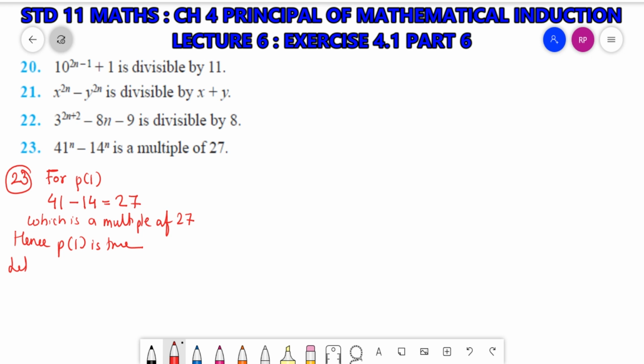Now let P of k be true. So it will be 41 raised to k minus 14 raised to k, that will be equal to multiple of 27, so 27 lambda. Okay, we'll use our same technique, we'll use 41 raised to k for our next step. That will be equal to 27 lambda plus 14 raised to k. Let's name this as equation 2.